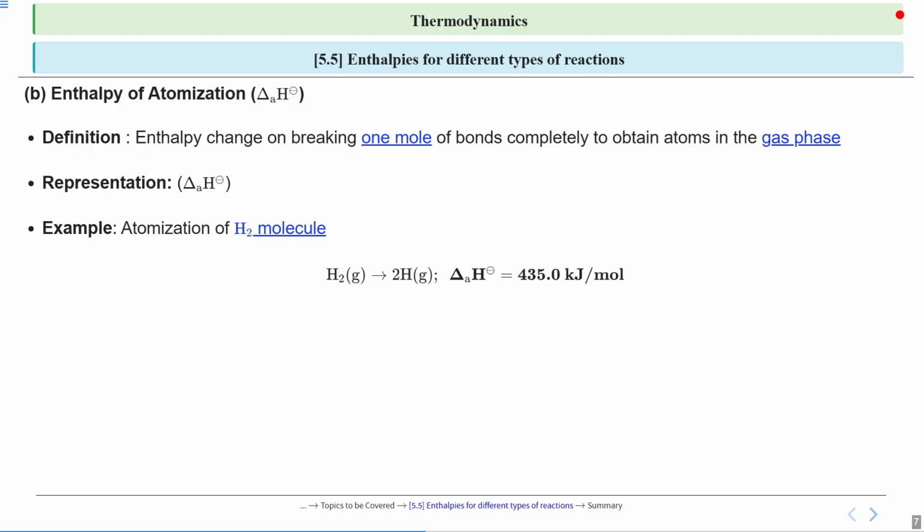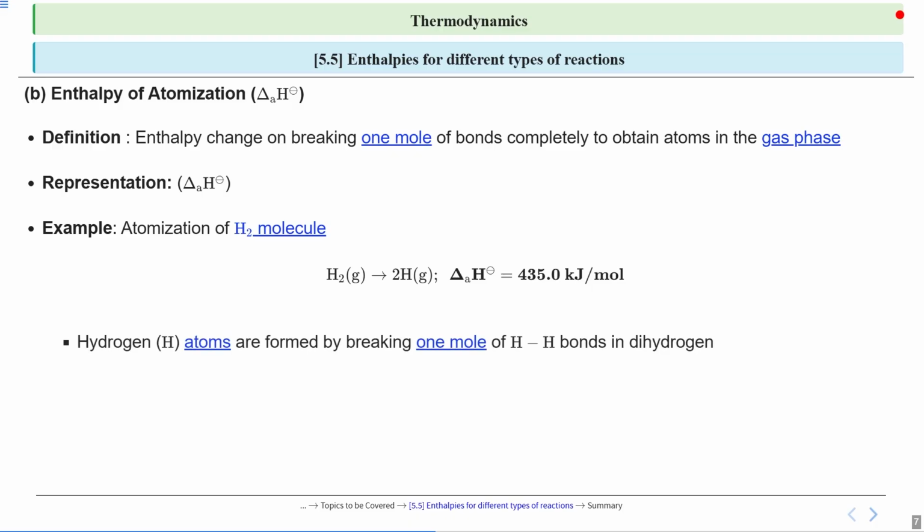So let us take the atomization of the hydrogen molecule. You can see that our hydrogen gas is undergoing a process in which we are breaking the molecule into its atoms. And the atoms are hydrogen atoms. So hydrogen atoms are formed by breaking 1 mole of hydrogen-hydrogen bond. Why am I saying 1 mole? Because hydrogen has a single bond between these. Now this definition will put you in difficulty for molecules which have multiple bonds.